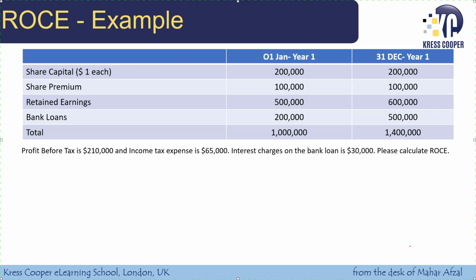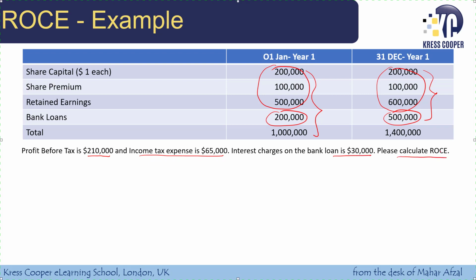This is an example. Just see, this is my equity portion. This is my debt portion. This is at the beginning of the year. This is equity and this is debt at the end of the year. This total is called my capital employed. We have discussed already that equity plus long-term debts is equal to capital employed. So profit before tax is 210,000. Income tax expense is 65,000. Interest charges on the bank loan is 30,000. Calculate the return on capital employed.